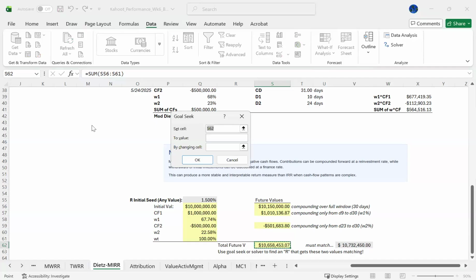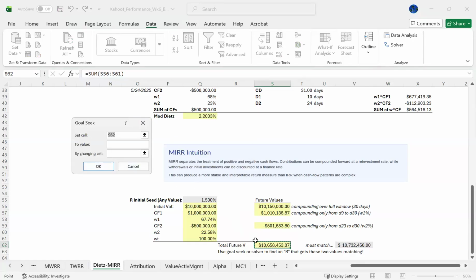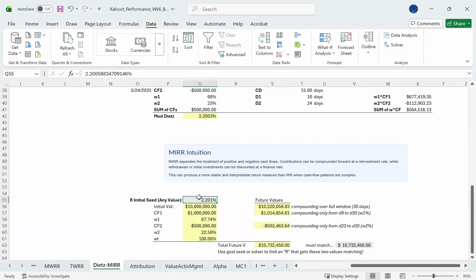So then what I will do is simply go to Data, What-If Analysis, Goal Seek. Using goal seek, which is really simple, I'm going to set this cell, the future value, to equal, and I have to type this value, I cannot select it from here, 10,732,450, by changing this rate, because clearly it is not 1.5. If the rate had been 1.5%, then the ending value would have been 10,658,000, but we're getting more than that. So we run goal seek, and goal seek finds a solution which is 2.201.